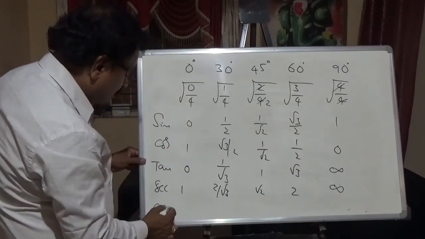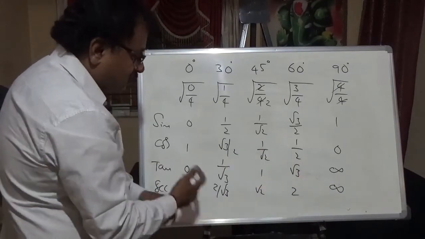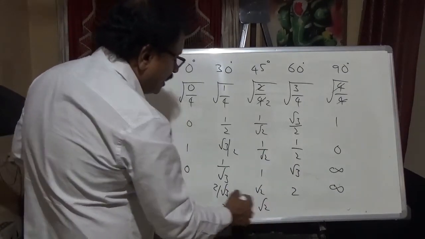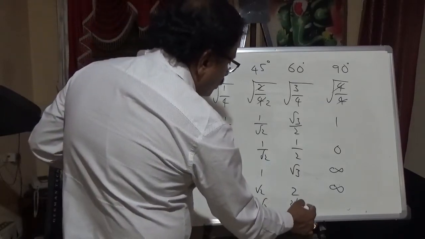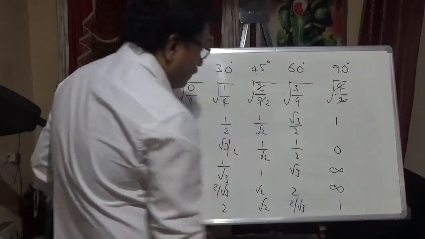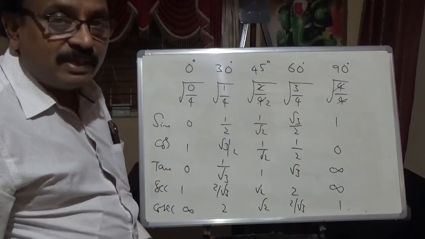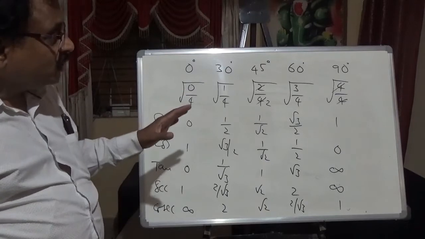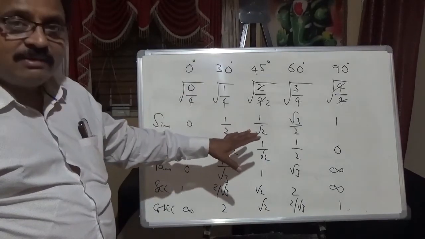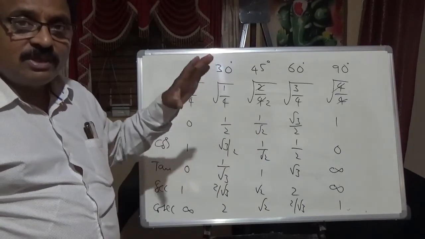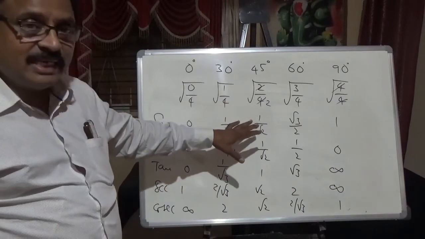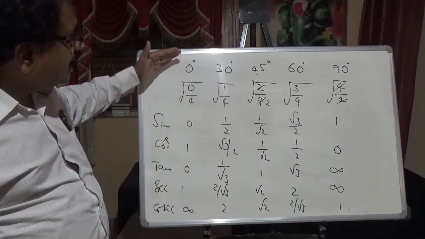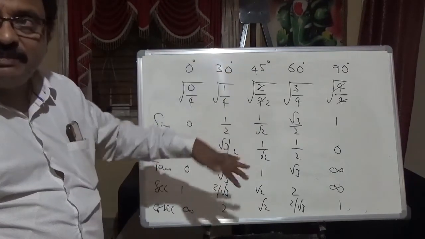How to find cosec values? Just the reciprocal of sine. Infinite, 2, root 2 will be here only, 2 by root 3, and 1. This is one important table. Please remember. Suppose you are forgetting these values in the examination, easily in rough work you can create this table.